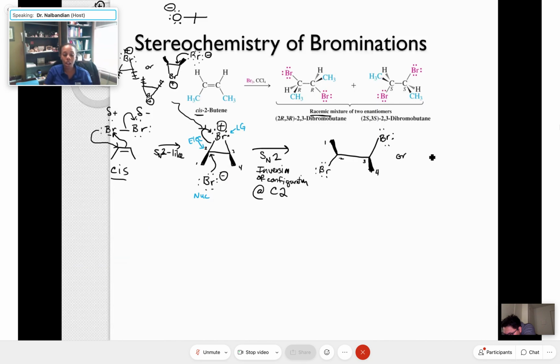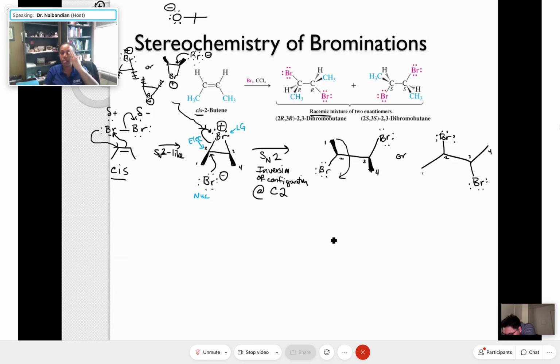Or if I draw all 4 of these carbons in the plane, which is what I want to do, I want to draw the 4 carbon of the chain in the plane, and I want to have bromine either pointed toward me or away. So bromine's on carbon 2 and bromine's on carbon 3. So let's look at this starting structure. You should be able to see that I'm rotating this methyl downward.